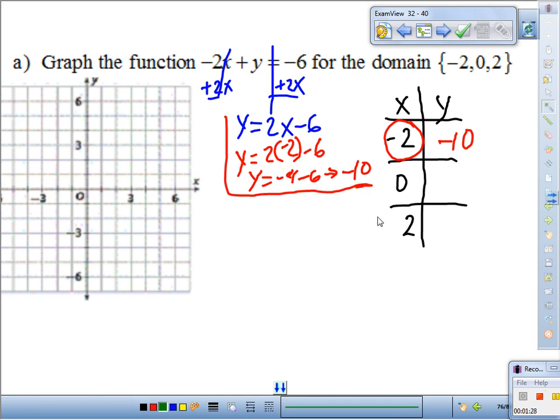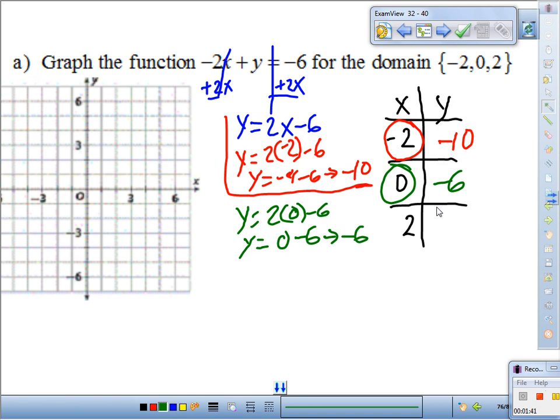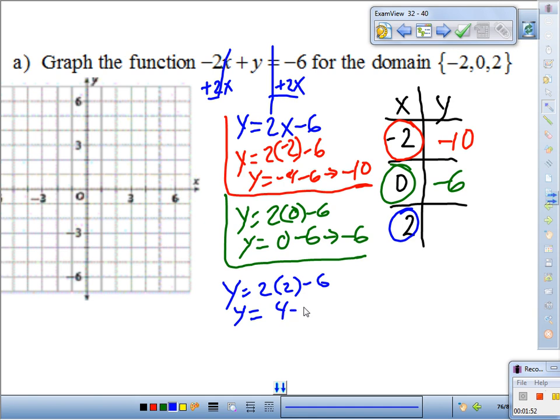What's my next value? 0. So I write y equals 2 times 0 minus 6. Y equals 0 minus 6. What is 0 minus 6? Negative 6. That goes right there. And the last value is 2. Y equals 2 times 2 minus 6. Y equals 4 minus 6. And what is 4 minus 6? Negative 2.